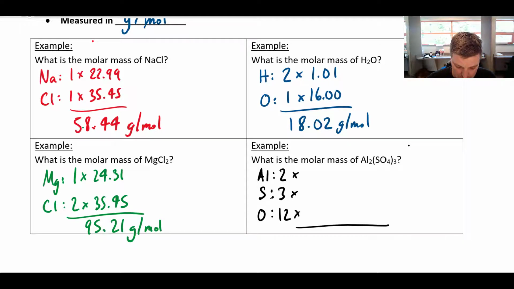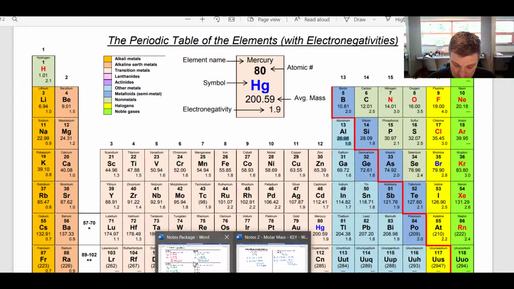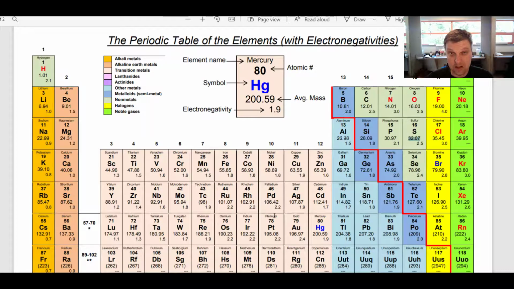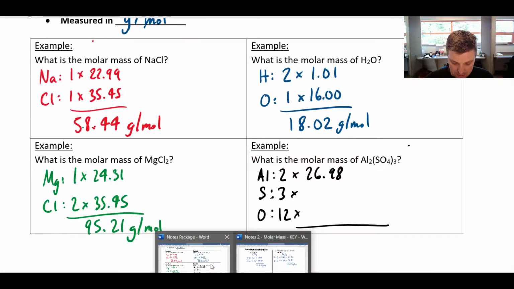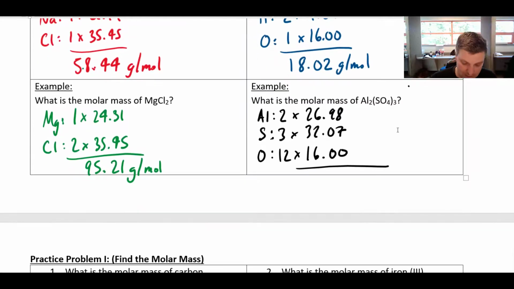So let's go over to our chart here. Aluminum is right there. It's 26.98. And then let's check sulfur. Sulfur is 32.07, and then I remember that oxygen is 16.00. Now don't forget to multiply those before you add them up, but when you do, we get 342.17 grams per mole. Okay, so it's a fairly straightforward process. You just find the individual number of atoms and then add them up and find the total.